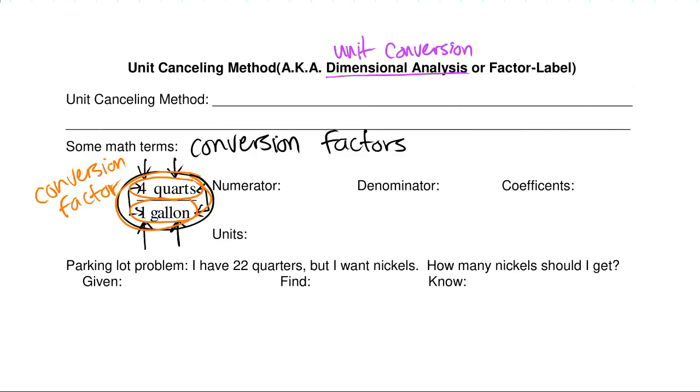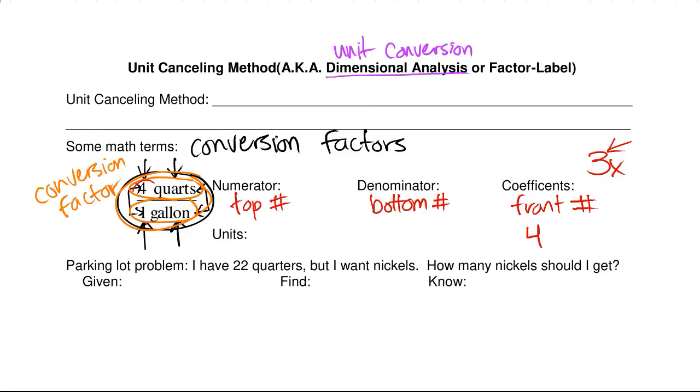Just as a reminder, the numerator is the top number. The denominator is the bottom number. Coefficients, those are the numbers in front. So if you have something like 3x, 3 is the coefficient. So the coefficient is the front number in front of the unit. In this case, the coefficients are 4 for quarts and 1 for gallons.